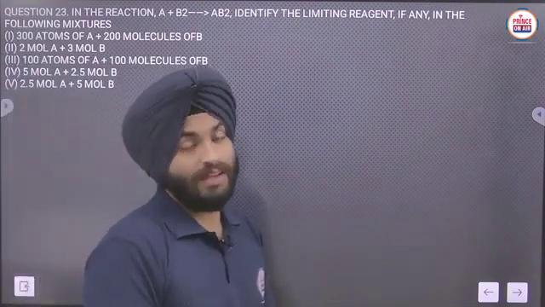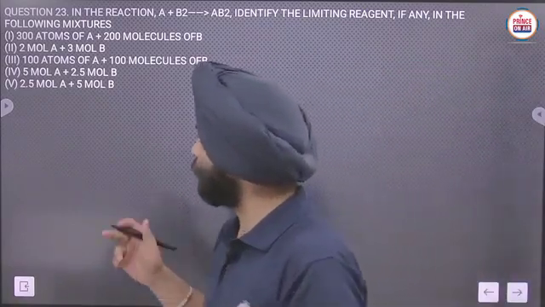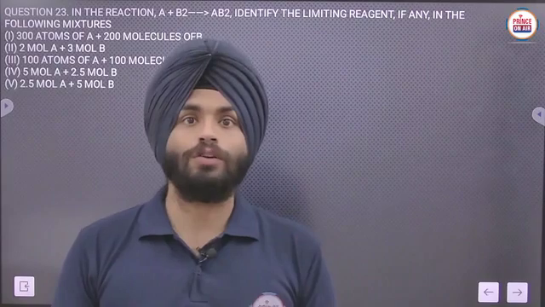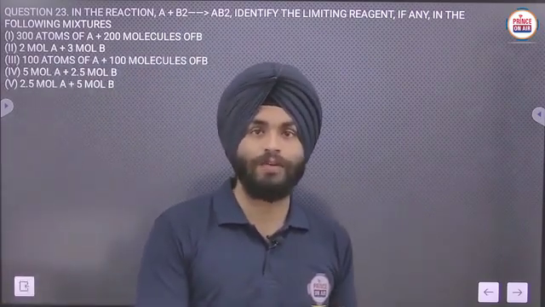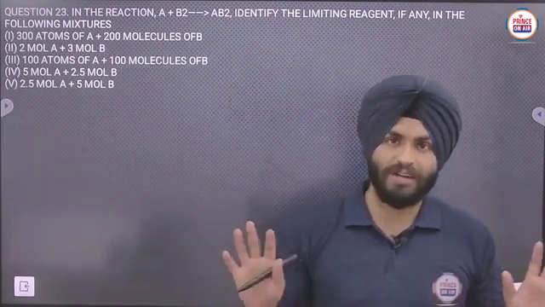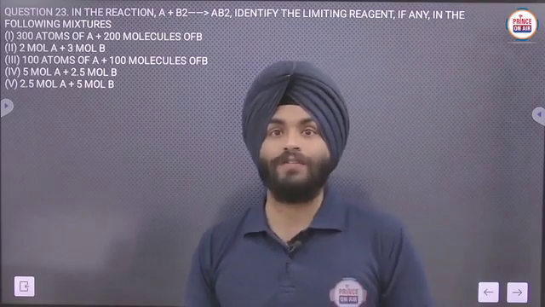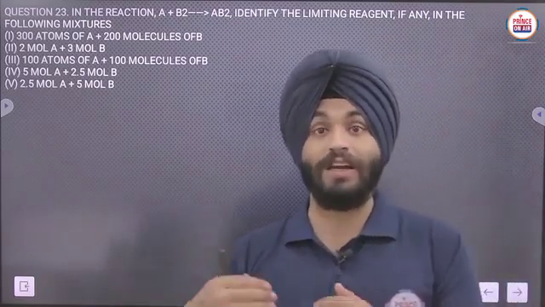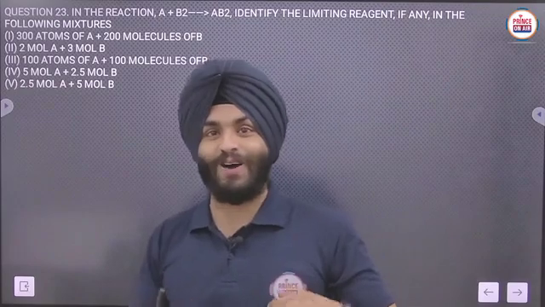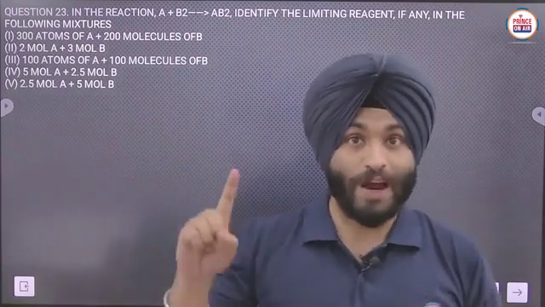Next question is, now that is the important question here, and it is containing not only a single question, it is containing 5 questions here. So try that question that is related to the limiting reagent. So the question is, in the reaction when A reacts with B2, it will form AB2, like carbon reacts with oxygen, it will form carbon dioxide. Similar reaction is there. So identify the limiting reagent. Firstly, we have to identify the limiting reagent, if any, in the following mixtures. If there is a presence of limiting reagent, then you have to calculate it.